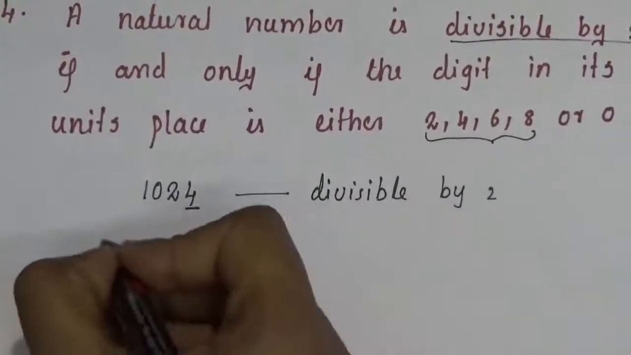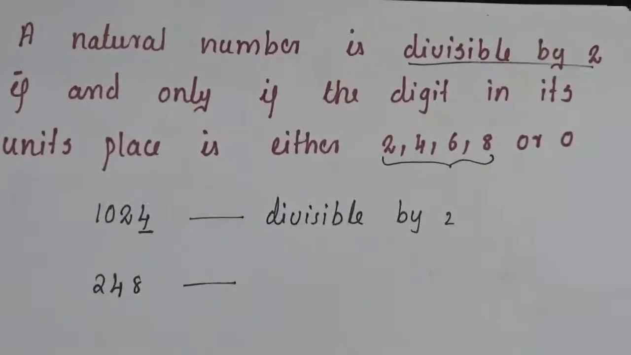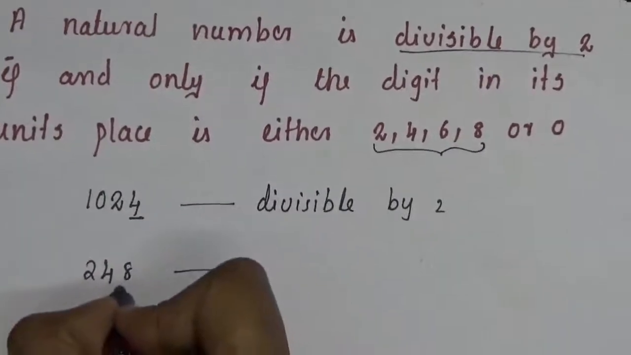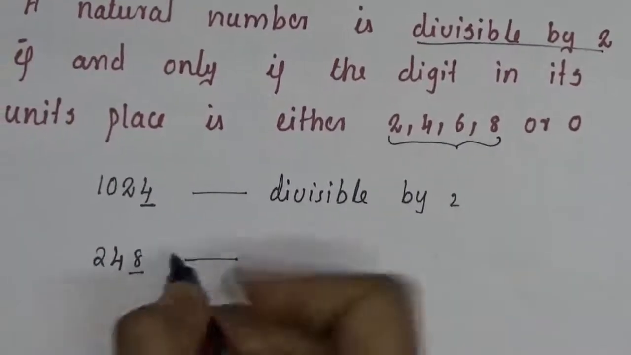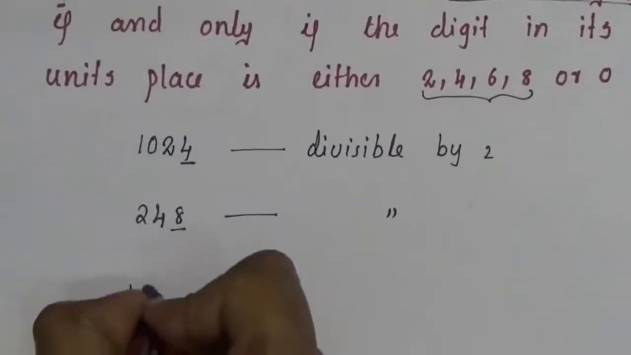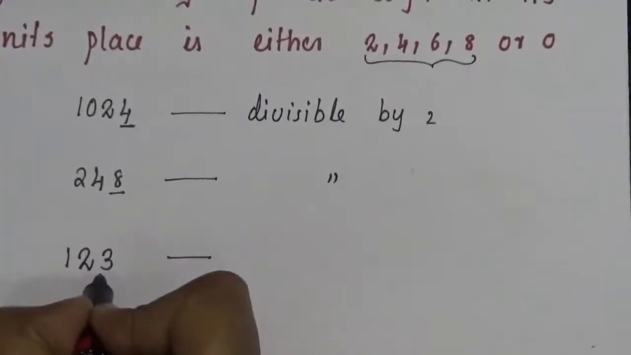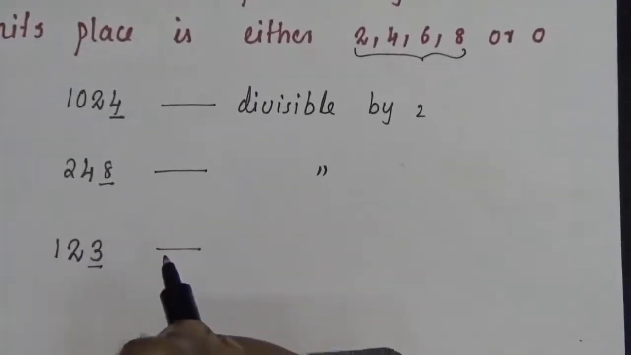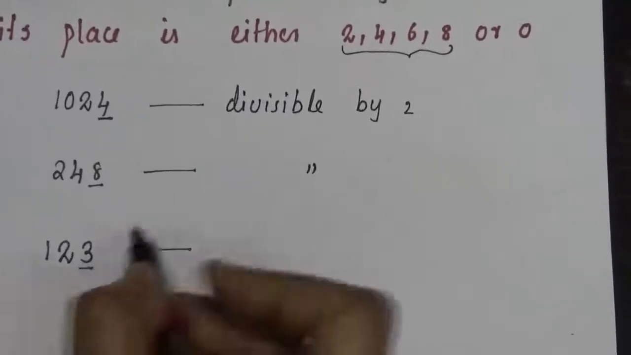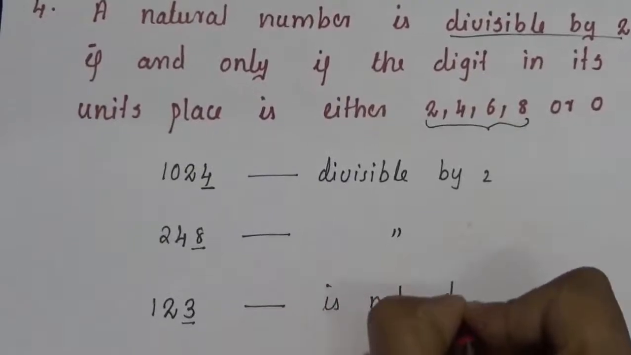Another example, 248. Is it divisible by 2? Yes, look at only the units place number. It is 8. So this number is divisible by 2. Okay, now what about 123? Is it divisible by 2? See the units place number. It is 3. It is not an even number. So it is not divisible by 2.